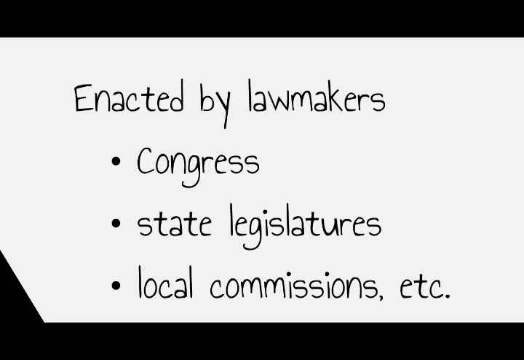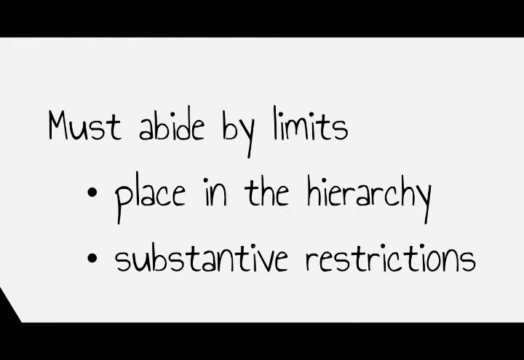Federal statutes are enacted by Congress, and state laws are enacted by the state legislatures. States also give authority to their localities to pass ordinances pertaining to certain facets of local governance. If you turn your television to Channel 2, you'll likely find local government in action. But lawmakers must abide by the limits placed on them by their place in the hierarchy.